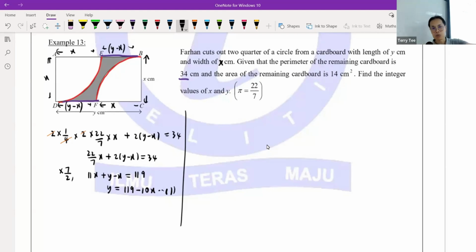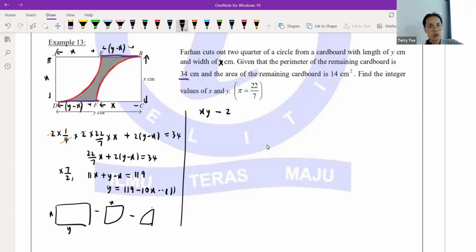So my second equation will be take area of rectangle minus this semicircle, sorry, this quarter of circle and this quarter of circle. If you put them together, basically is one semicircle, right? Now we know this measurement is y by x and this radius is x. So we say your area x times y minus 2 times of a quarter of a circle. Remember, area of circle is pi. I use 22 over 7 straight away. Your radius is x. You square it. Your area is 14. Because this is the area of the remaining cardboard.